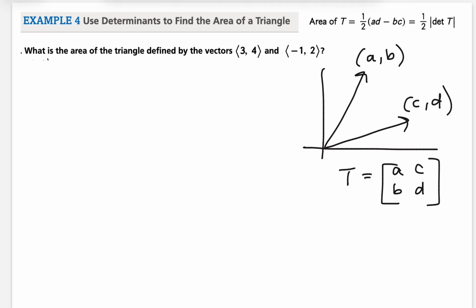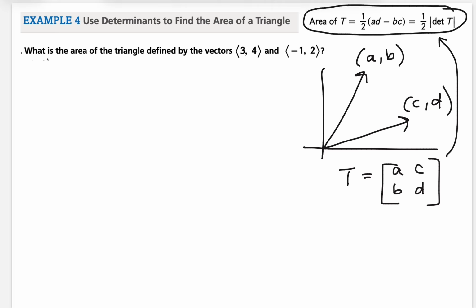What this is going to do is combine with this formula up here. So the area of a triangle is going to be this formula. If we look at this with the vectors that we're given, 3, 4, and negative 1, 2, for my matrix T, I'm going to have 3, 4, and negative 1, 2. We're going to take the equation that we have up there.